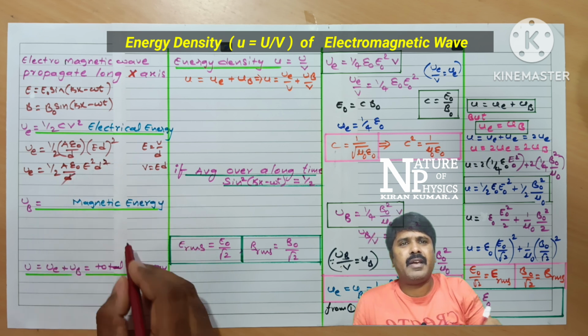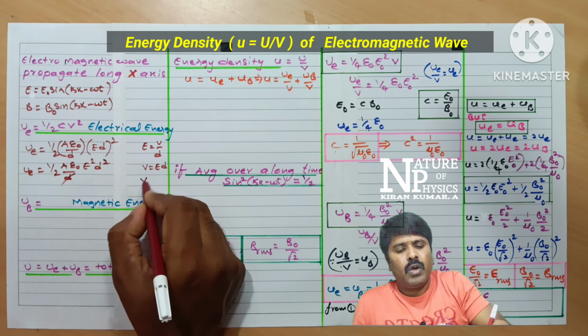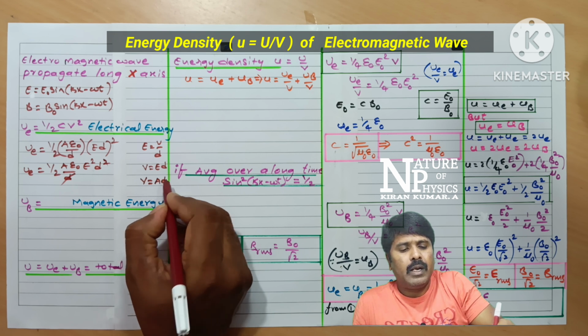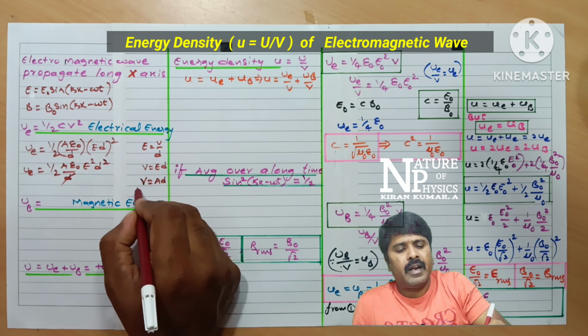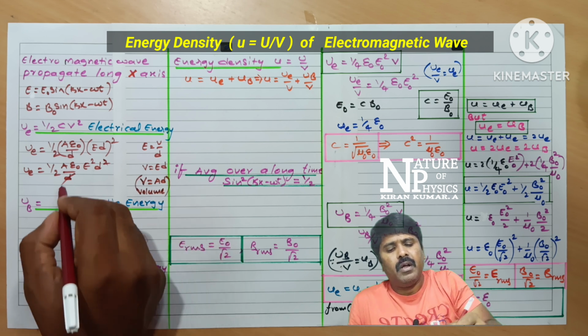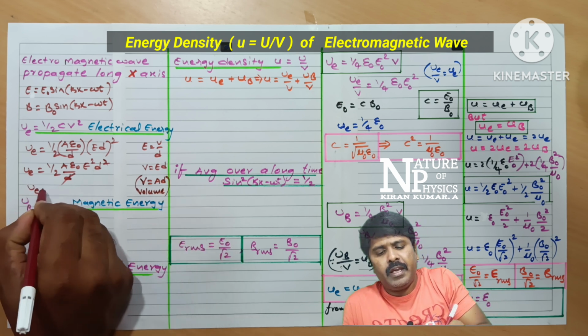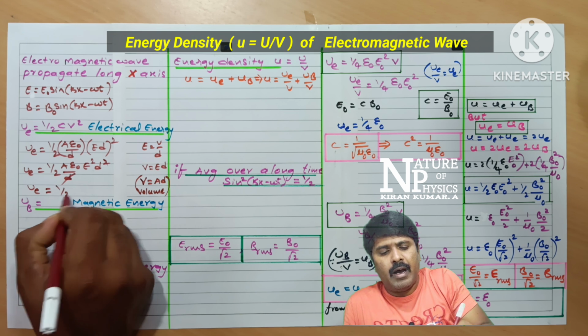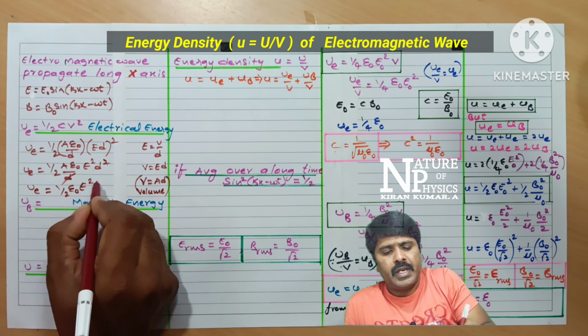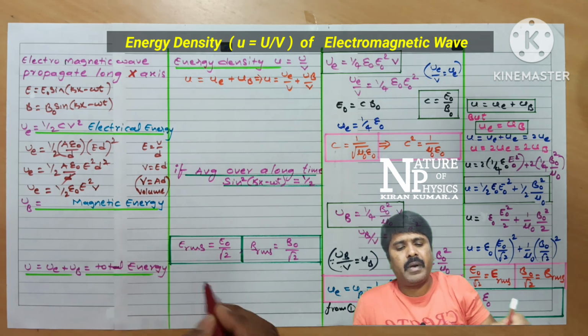And in continuation, UE is equal to half A epsilon naught divided by D, E square into D square. D and D square get cancelled, so volume is equal to area into length, student. This I can write as volume. See now, continuing, UE is equal to half epsilon naught E square into V, student.